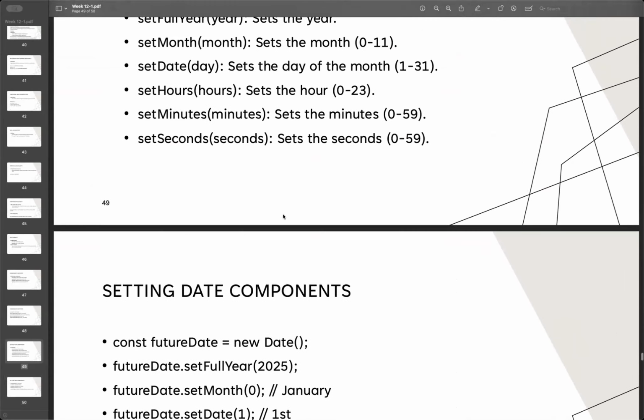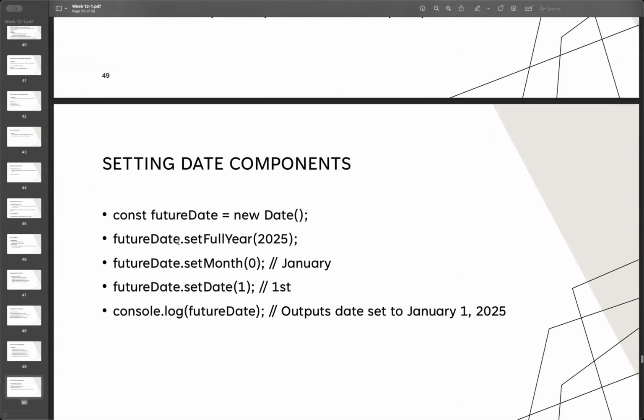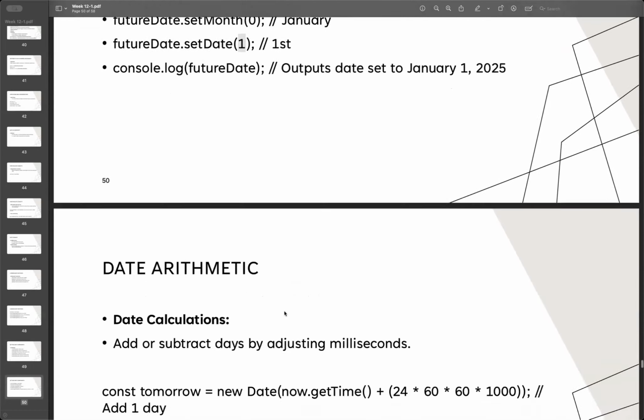So it's possible. We can also create an object, say futureDay, and set the full year and the month. Just remember for the month we need to pass in a number: January starts from 0, and December is 11. Then set the date, for example just 1. Then you can log it, and it will output the date as what you set.